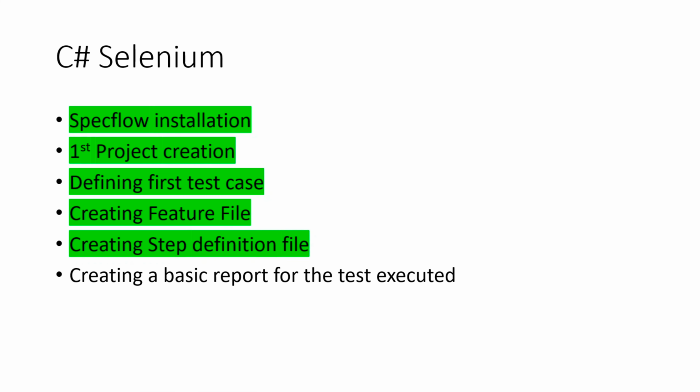So here we have executed the first 5 steps in the first 2 videos of this series. If you have not gone through those videos, you can go through those quick videos and reach step number 6. Step number 6 is creating a basic report for the test executed. We have created a Specflow C# Selenium test, which we have executed successfully. It is a simple test. Now we'll create a report for that test. So let's learn how to execute this sixth step of creating a basic report for the test executed.